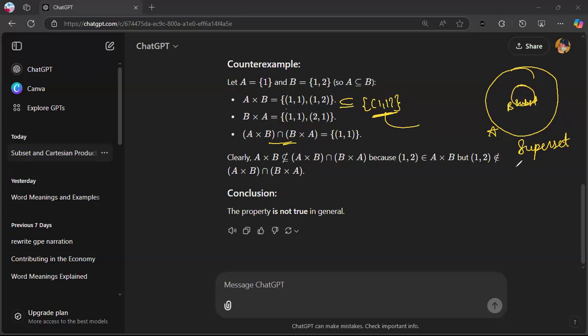Now, how we represent it: we write B is contained in A, which means B is a subset of A. Here, as you can clearly see, this particular set is bigger than this set, and it is not completely included in this set. That's why we are saying that this particular set, A cross B, is not a subset of this. Clear?